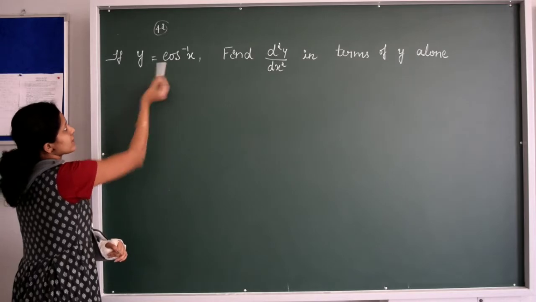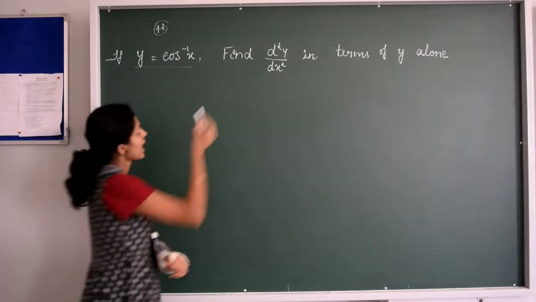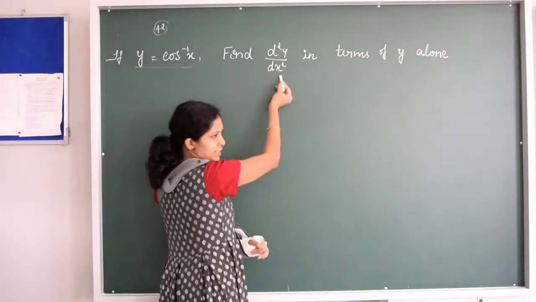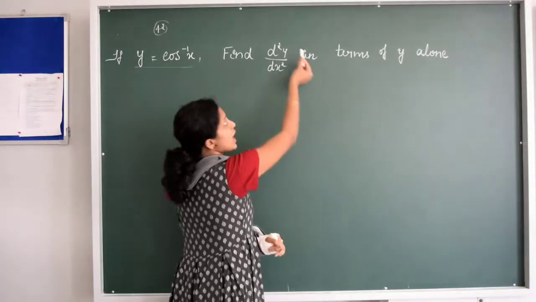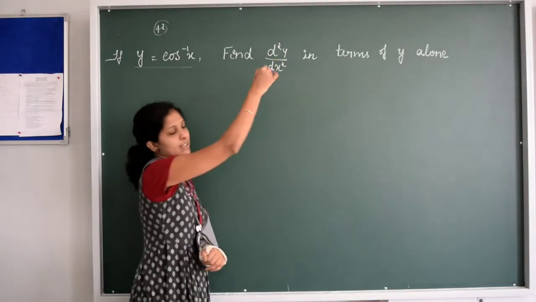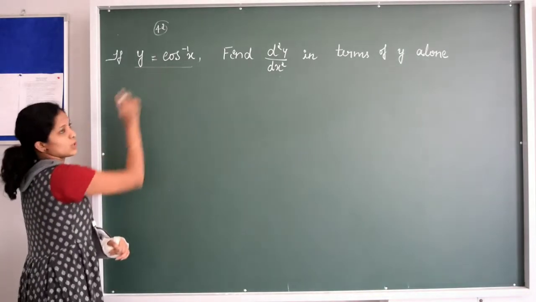If y is equal to cos inverse x, it is given y is equal to cos inverse x, find d square y by dx square, the second order derivative, in terms of y alone. How to write d square y by dx square in terms of y alone? Let's start this. y is equal to cos inverse x.